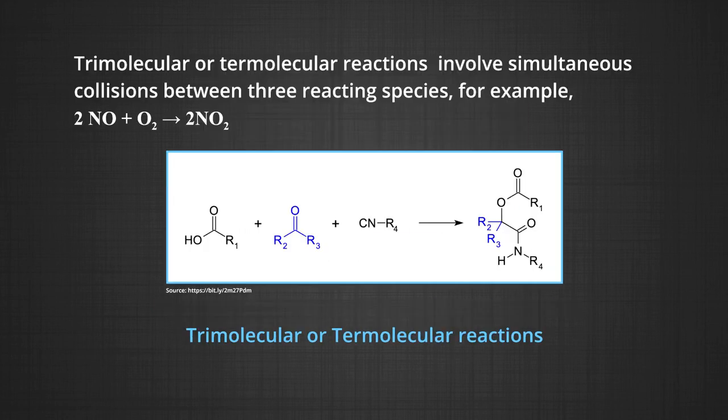Now, trimolecular or termolecular reactions involve simultaneous collision between three reacting species. For example, 2 moles of nitric oxide react with 1 mole of oxygen to give 2 moles of nitrogen dioxide. The probability that more than 3 molecules can collide and react simultaneously is very small. Hence, reactions with molecularity 3 are very rare and slow to proceed.